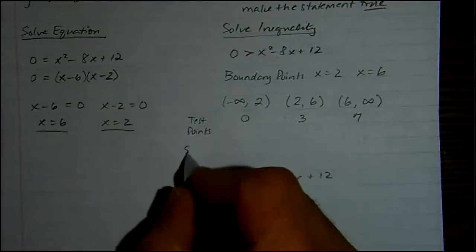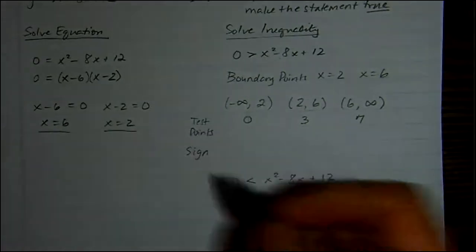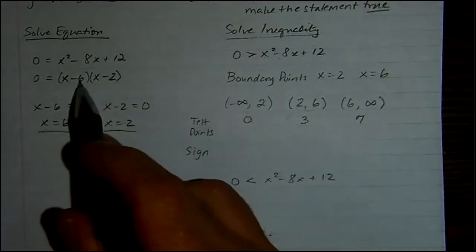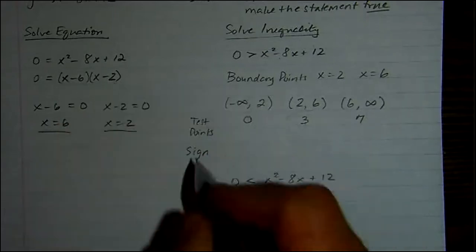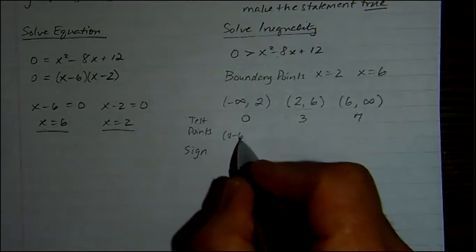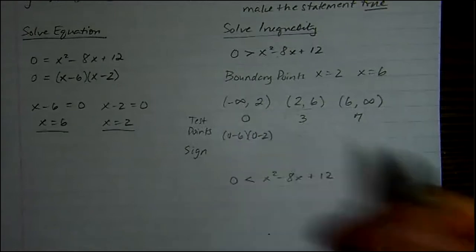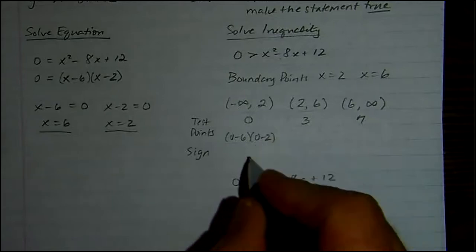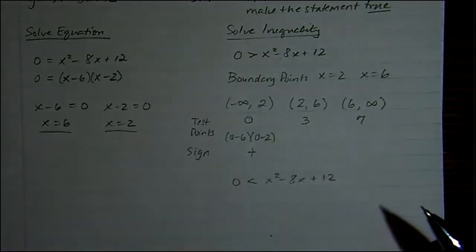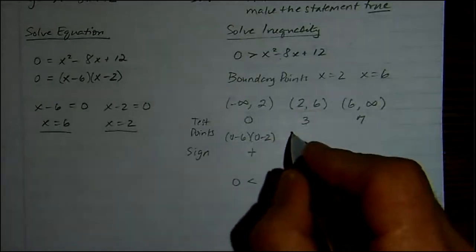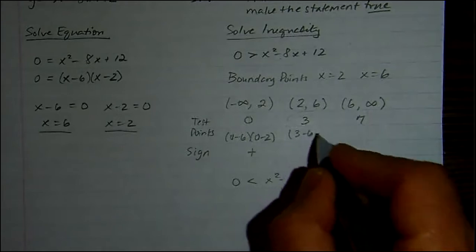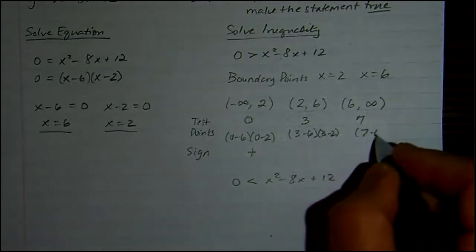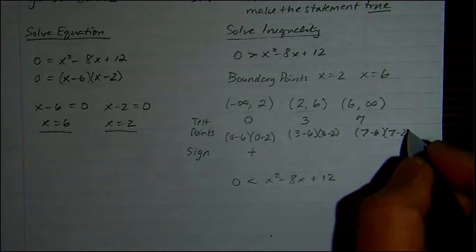So I'm going to put the sign, positive or negative, in the interval. Put a 0 in here. You get 0 minus 6 times 0 minus 2. So let me just write that under here. And this is a negative times a negative, which makes a positive. We're going to do that for each interval. So over here, we're going to do 3 minus 6 times 3 minus 2. And here we're going to do 7 minus 6 times 7 minus 2.